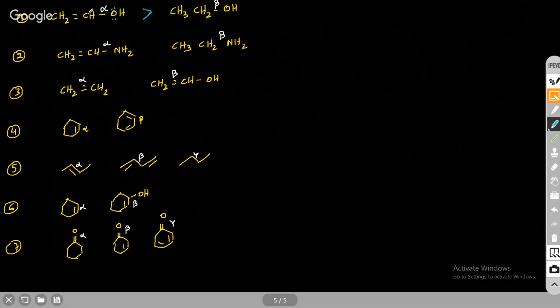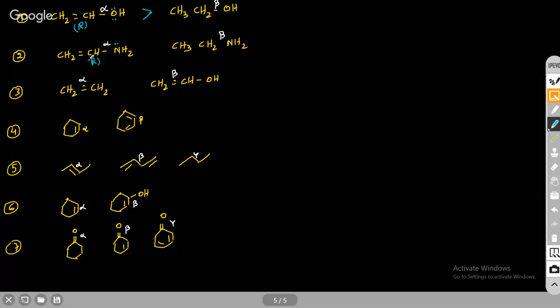Right? Lone pair, sigma, pi. So we have conjugation, resonance possible here. Hence alpha is greater than beta. Similar condition we have here also. Resonance possible here, I'll write down R. Here also resonance possible, R. And because of that, again alpha has more bond order than beta.